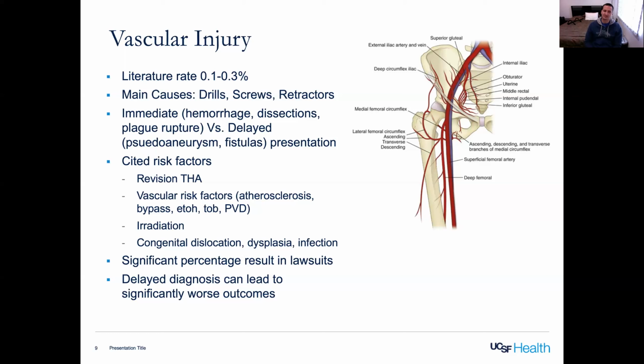The cited risk factors for vascular injury include any revision surgery, the standard vascular risk factors where the vessel has less compliance, or prior surgery. An area of the body that's been irradiated, where the soft tissues don't have much compliance either. And then conditions for which there's more dissection, more traction, and more disruption of the anatomy, including congenital dislocation, dysplasia, or infection. A significant percent of vascular injuries result in lawsuits, and it's important to remember that any delay in diagnosis can lead to significantly worse outcomes, including amputation and death.